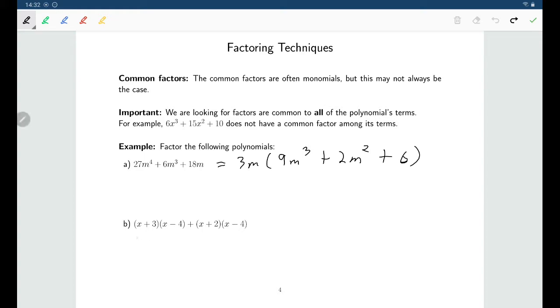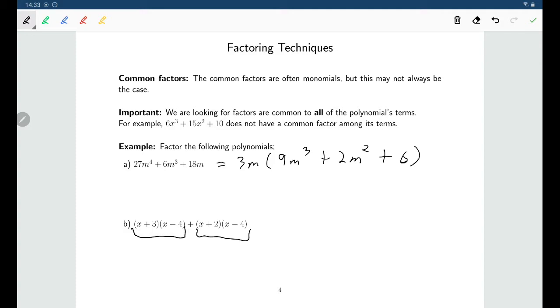So if we're looking at this second example B, this is a polynomial. It doesn't quite look like it, but if you imagined expanding this out and expanding that out and combining all the terms, you would have a polynomial. But if I'm looking at how it's written currently, there are really two big terms. This first term, which is x plus 3 times x minus 4, and this second term, which is x plus 2 times x minus 4.